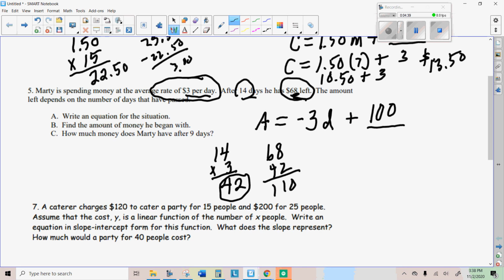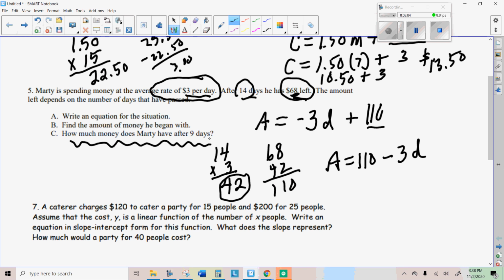Now you could also write this equation this way, if you like. It might make more sense to you. $110, whoops, I wrote that wrong. $110 minus $3 times the number of days. That'd be another way to look at that. Okay, now you can go ahead and figure out how much money he'll have left after 9 days.